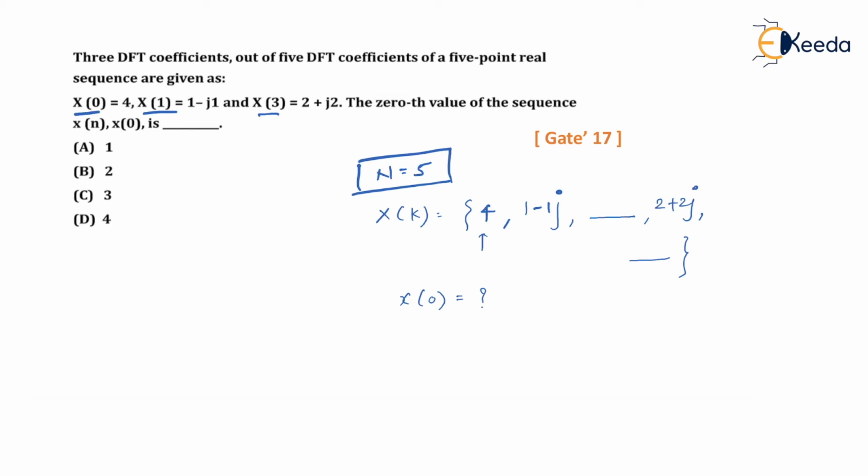So for x of 0 again I'll follow a central ordinate theorem. But then to go for central ordinate theorem, each and every element of x of k first of all must be known to you. Am I right? So again, let me just write my x of k, what they have given. So it is 4 comma 1 minus 1j, then x of 2 was missing, x of 3 is 2 plus 2j, and again x of 4 is missing.